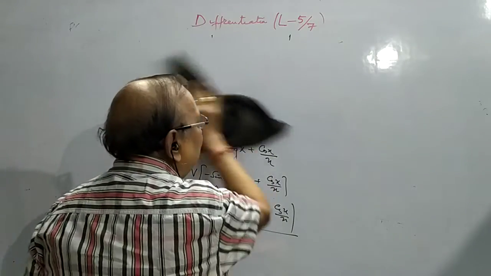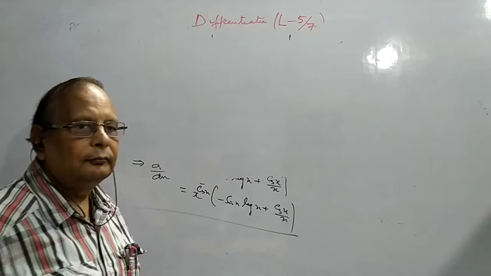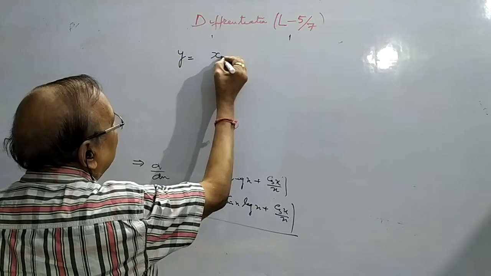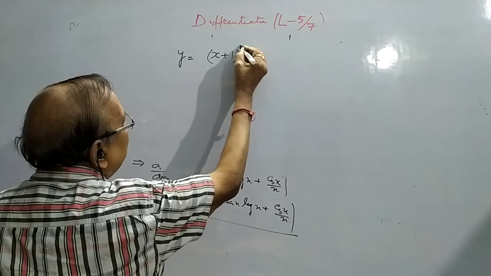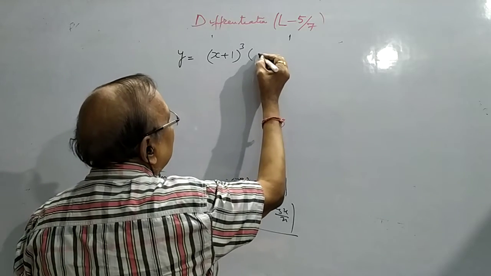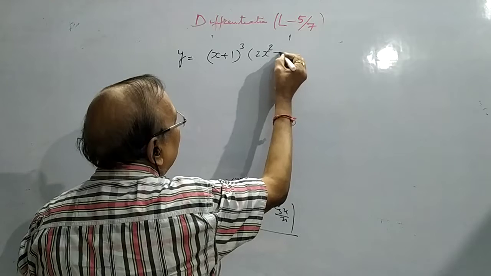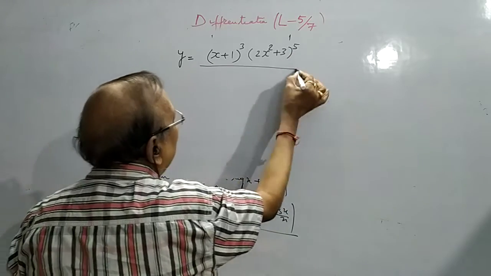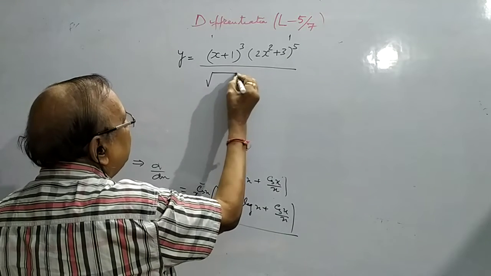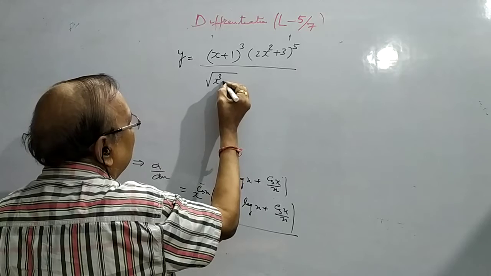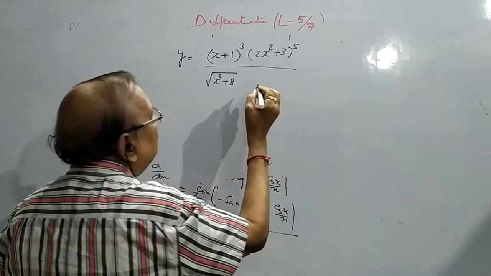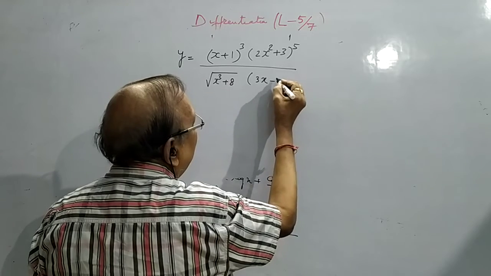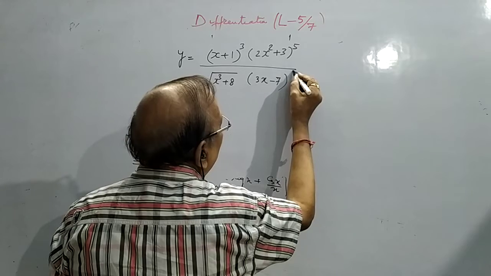Now I am taking another example. Say y is equal to x plus 1 raised to the power 3 into 2x square plus 3 raised to the power 5 upon under root x cube plus 8 into 3x minus 7 raised to the power 1 upon 3.